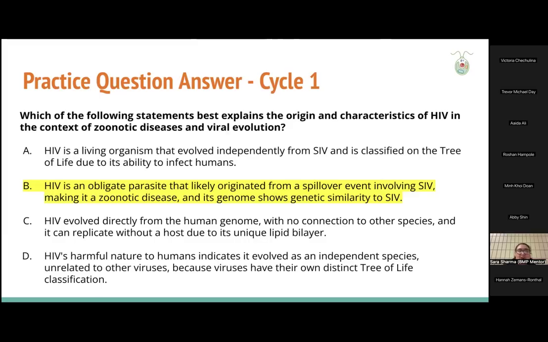So it's acquired from an animal, and the fact that it's genetically similar to SIV. And then the other ones are wrong. Well, first of all, A is wrong because HIV is not living. Viruses are not considered living. That's the main reason why A is wrong.